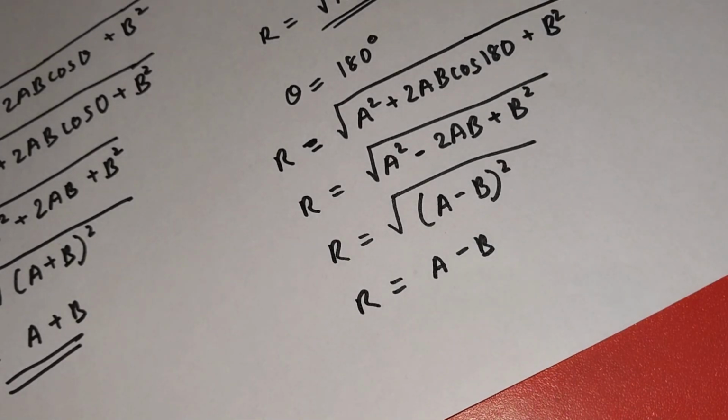So in today's video, we have learned about vectors, types of vectors, triangular law of vector addition, and how to derive an expression to find the magnitude and direction of the resultant vector.